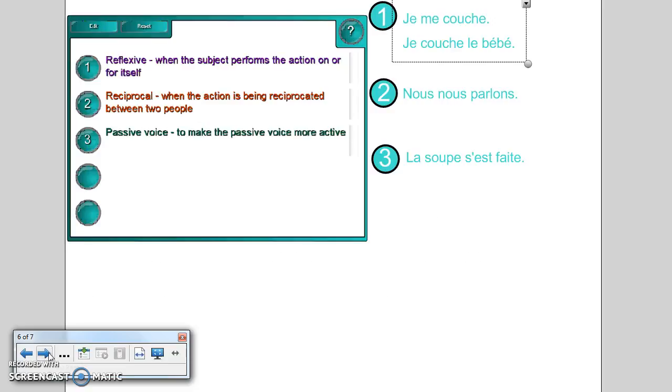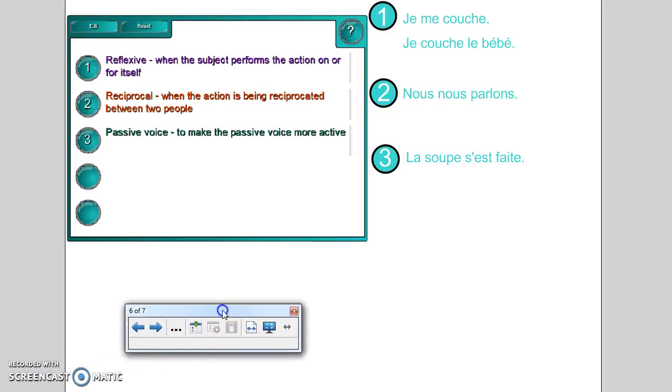So that was all about conjugating. And so I want you to see a couple of these uses. This is kind of like what a reflexive verb is and how it is used in French. So the first reason that we have a reflexive verb is just that, reflexive. The idea is that the subject is both performing and receiving the action. So the subject performs the action on or for itself.